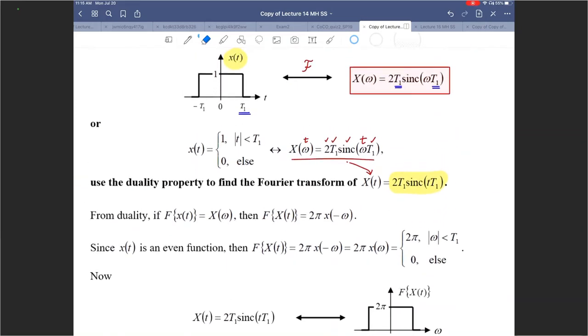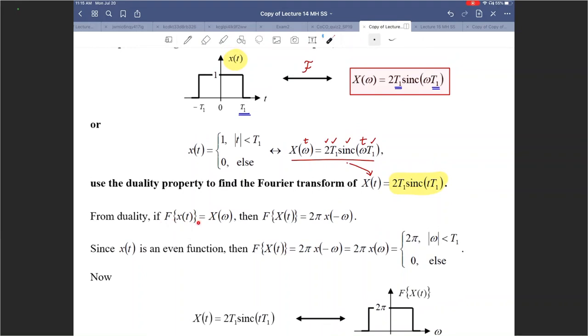So from duality, the Fourier transform of x of t is X of omega, which means that the Fourier transform of cap X of t is 2 pi x of minus omega. X of t is an even function. A rectangle is symmetric about the vertical axis here, which means the Fourier transform of cap X of t, which equals based on duality 2 pi small x of minus omega, I can write as 2 pi small x of omega. I am able to write this step because this is even.